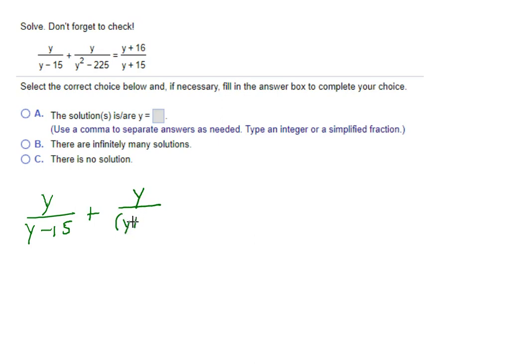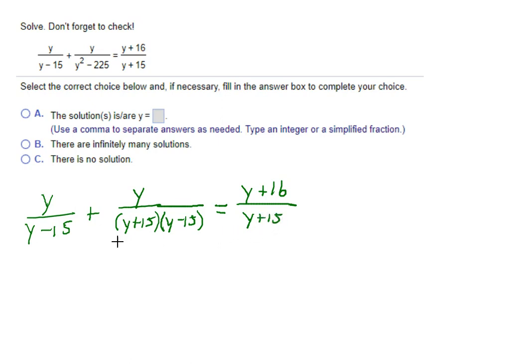Again, this is the a squared minus b squared formula that we saw so many times on the last video. This one, the number's a little bit big, but look at the other factors to give you a hint. This one's y minus 15, this one's y plus 15. They're likely going to share some in common, so 15 is the number you want to use there. Factors is y plus 15, y minus 15, equals y plus 16 over y plus 15.